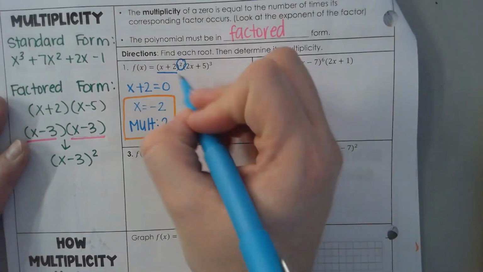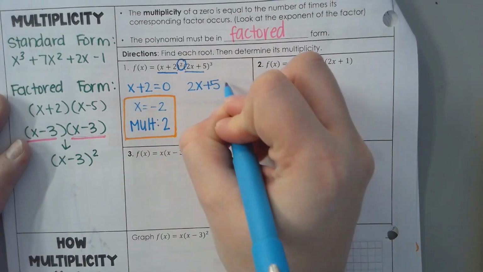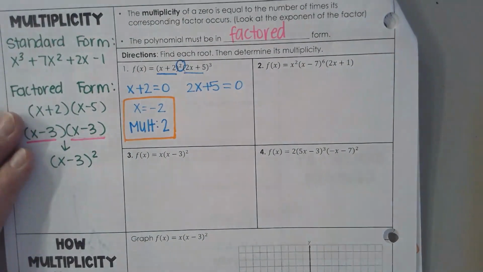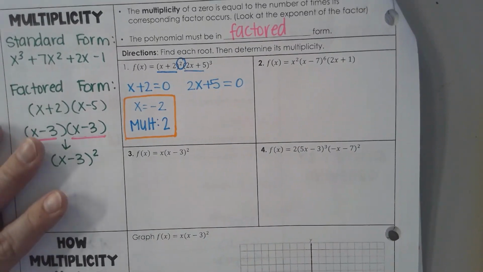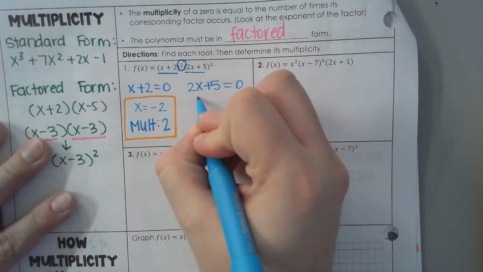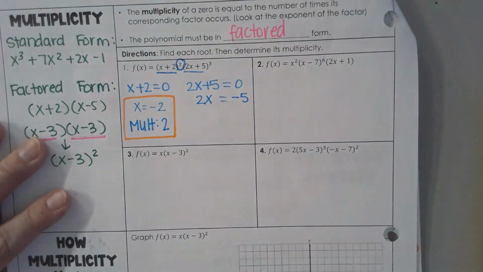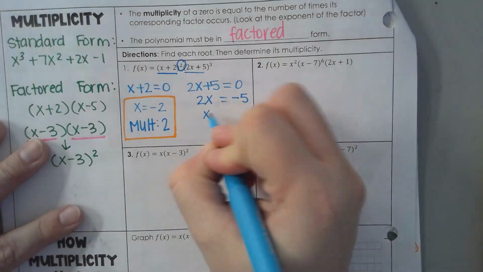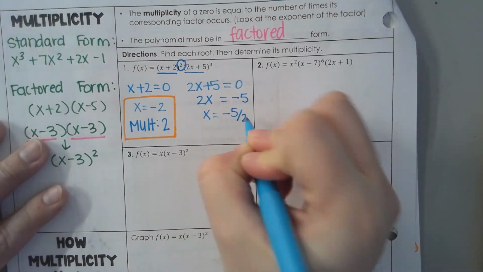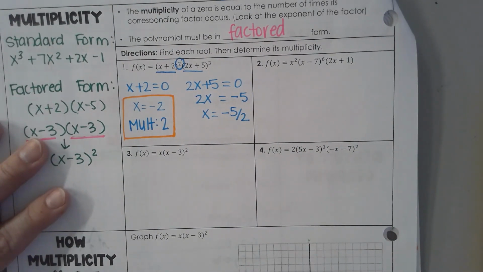And then we have another factor at 2x plus 5 equals 0. So I can subtract 5 to get 2x equals negative 5. And then divide by 2 to get x equals negative 5 over 2. And what's my multiplicity? 3.